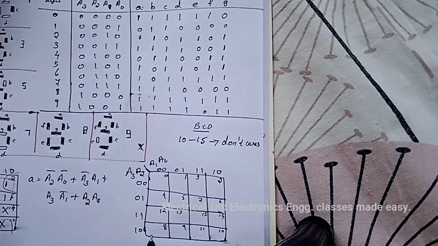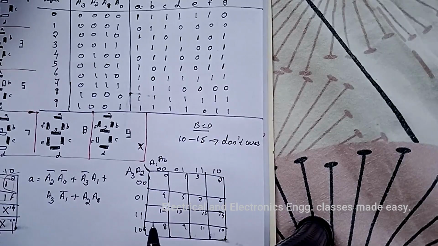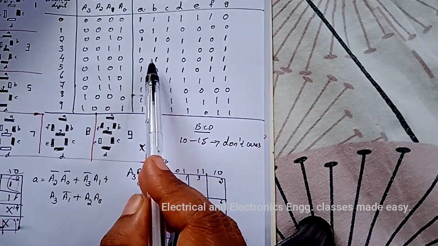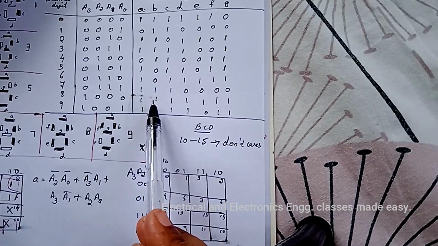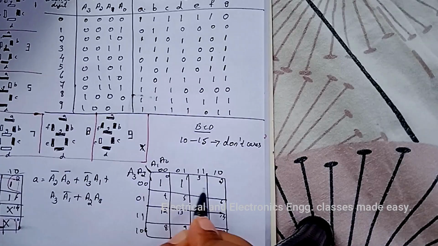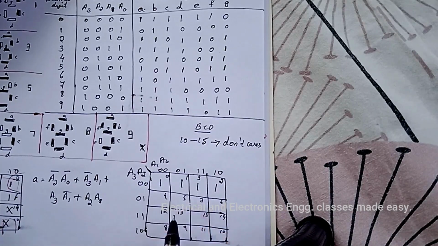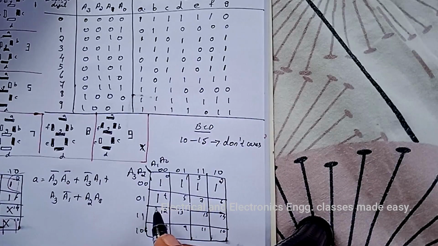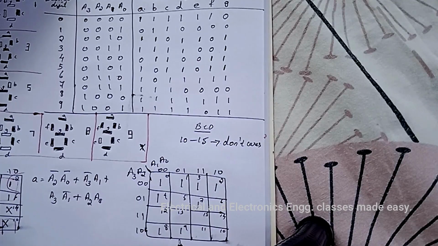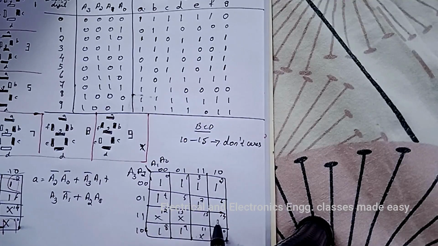Next is realization for B. So B 0, 1, 2, 3, 4, 7, 8, 9 are 1, and 10, 11, 12, 13, 14 and 15 are don't cares.